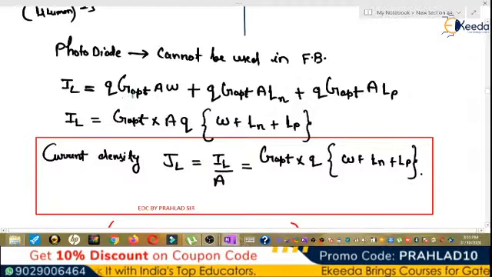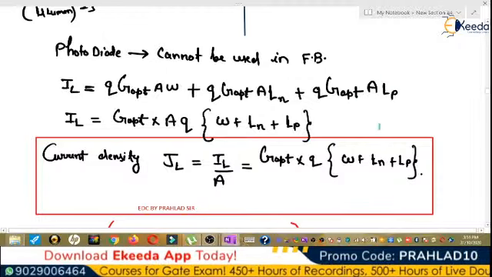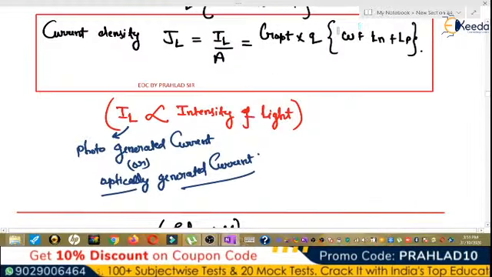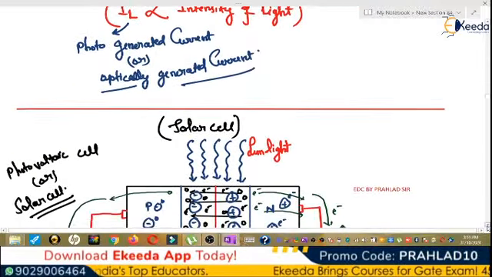So the equation of current is Q into optical generation rate into A into W plus Q into optical generation rate into A into Ln plus Q into optical generation rate into A into Lp. So, G optical into A into Q in bracket W plus Ln plus Lp. So current density is IL by A, it is G optical into Q into W plus Ln plus Lp. So IL is proportional to the intensity of light, which is the photo generated current. It is also called the optically generated current.